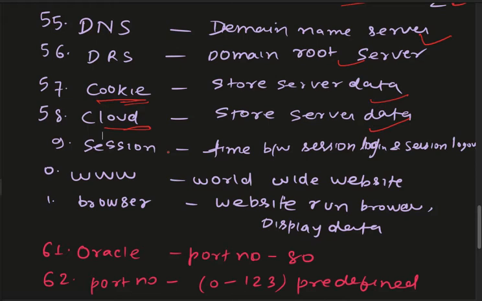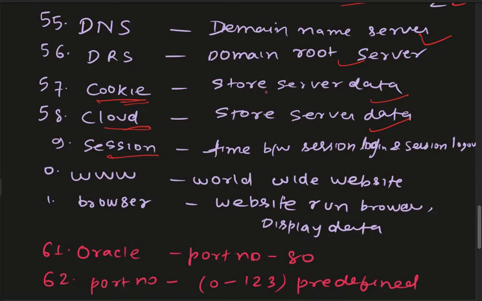And session time is between session login and session logout. So these are the four things of the DNS domain name server: domain name space and DRS domain root servers.